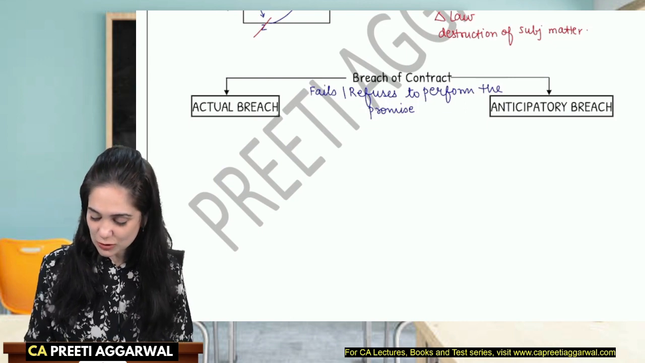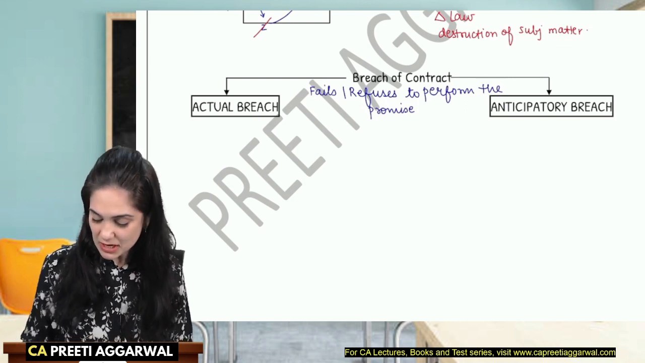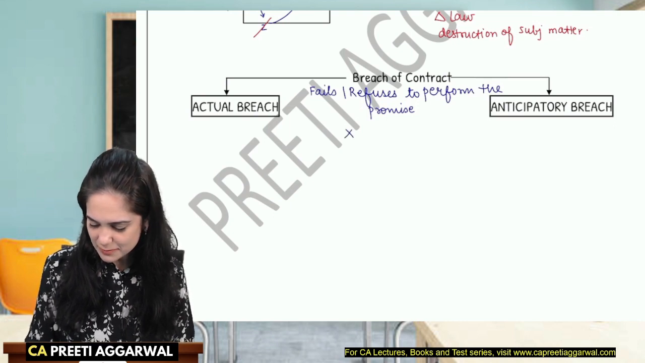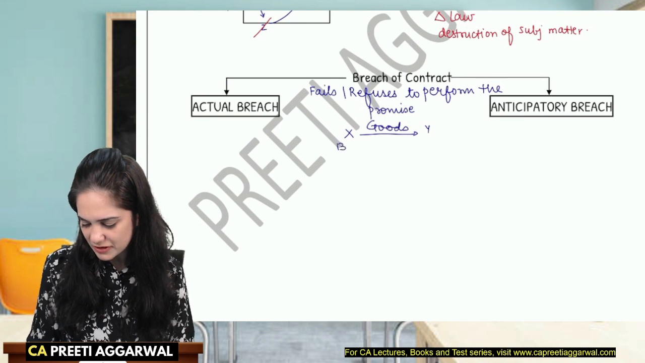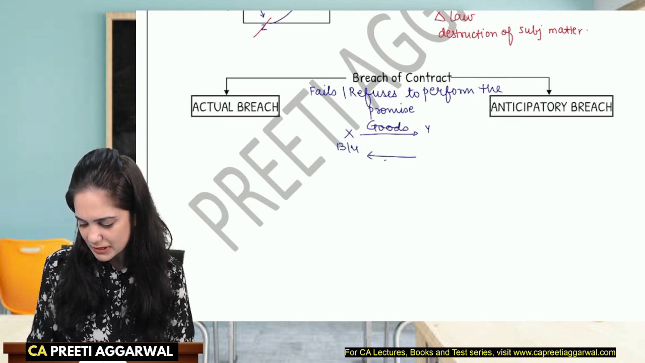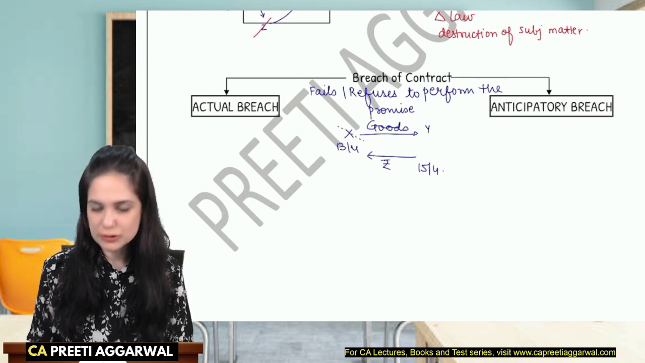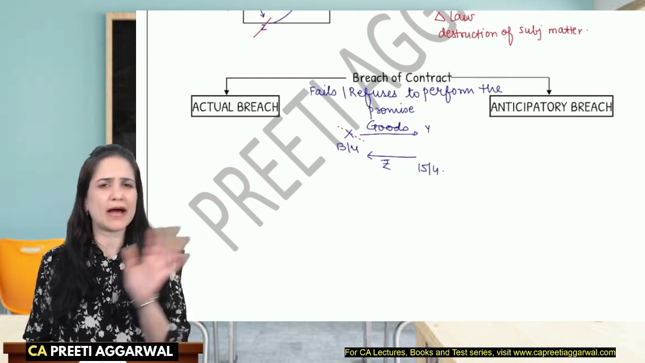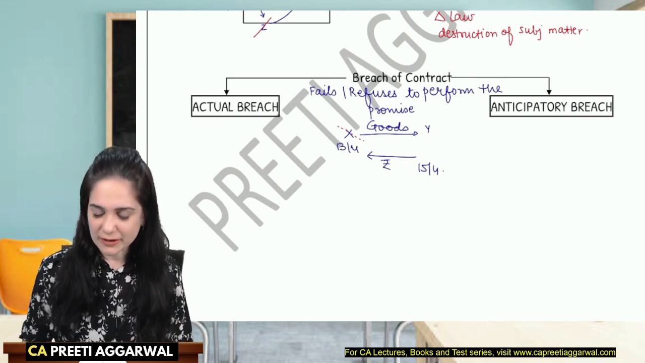Yes. So breach means when one party fails or refuses to perform his promise. Now let's say, for example, that X promised to supply goods to Y on 13th of April and Y promised to make the payment on 15th of April. Now X fails, okay? He fails to send the goods on 13th of April, or he refuses that I'm not going to send. It means he has committed breach of contract.